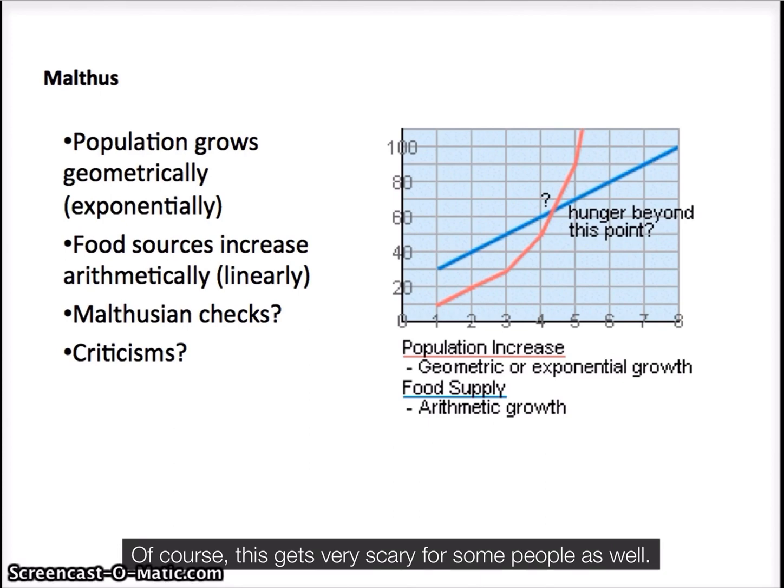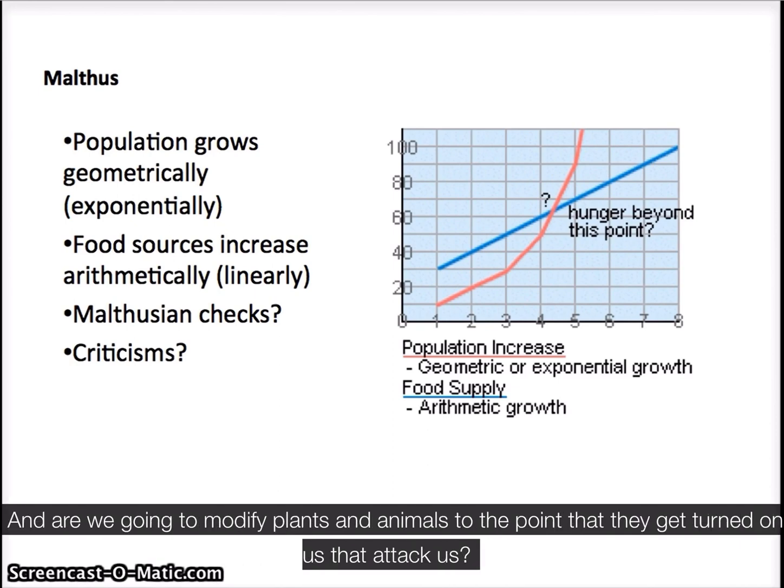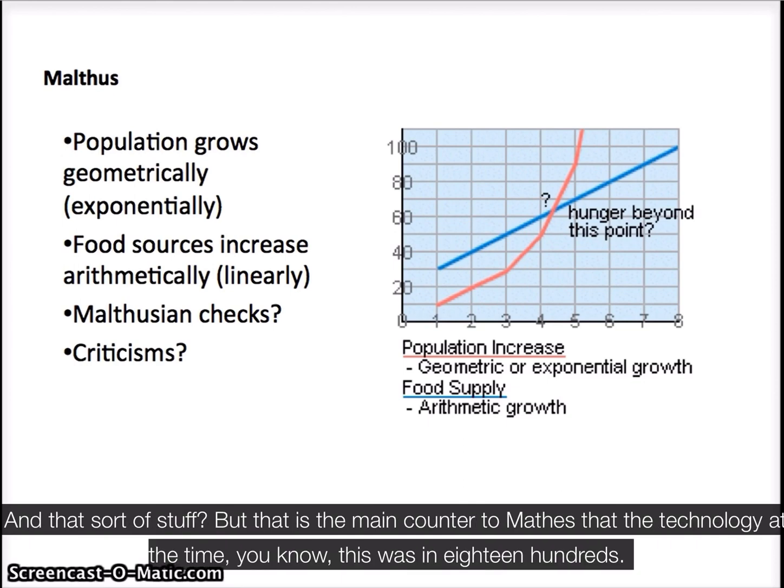Of course, this gets very scary for some people as well when we talk about genetically modified food, because for some it could be somewhat of a slippery slope. And are we going to modify plants and animals to the point that they turn on us and attack us and all of that sort of stuff? But that is the main counter to Malthus.